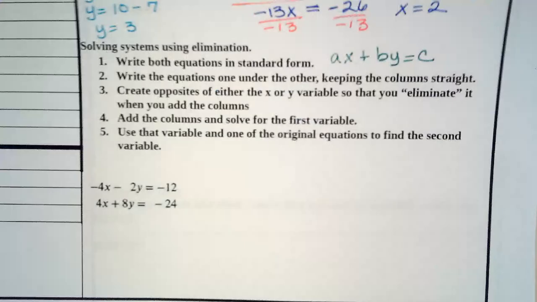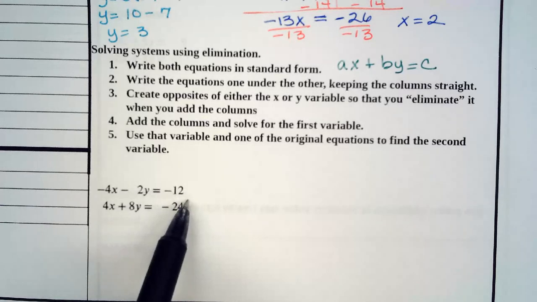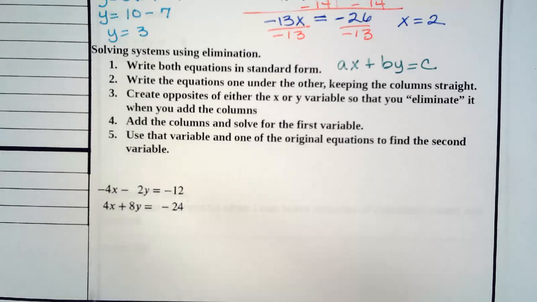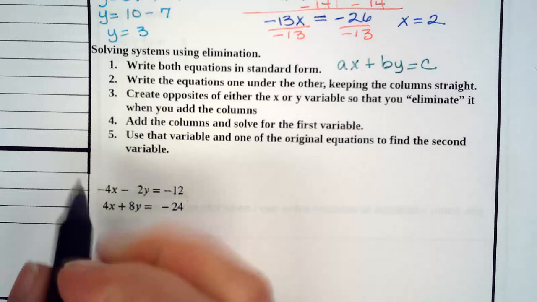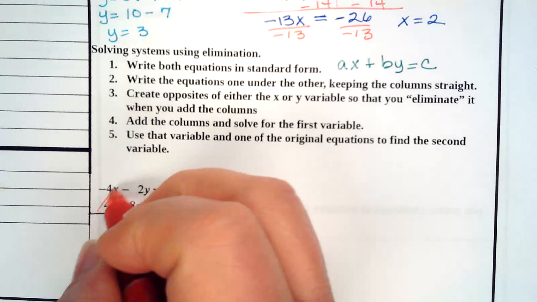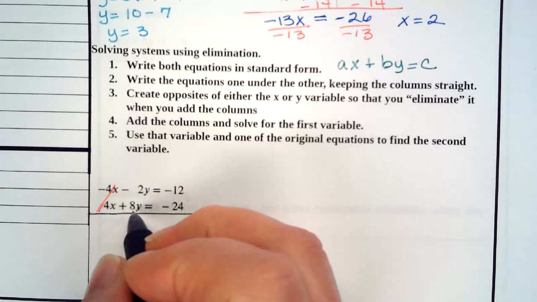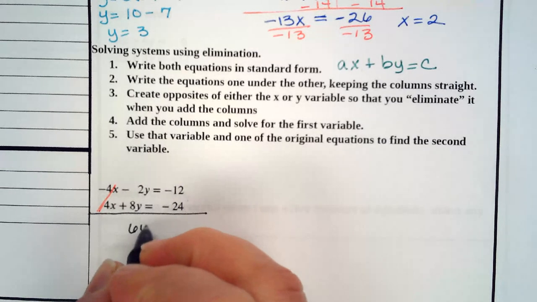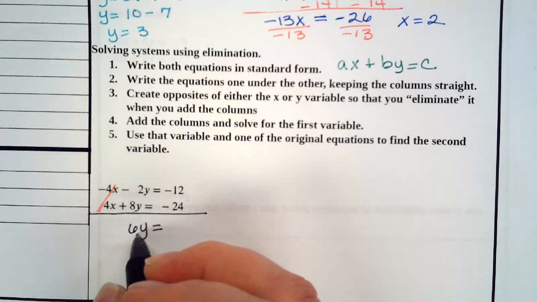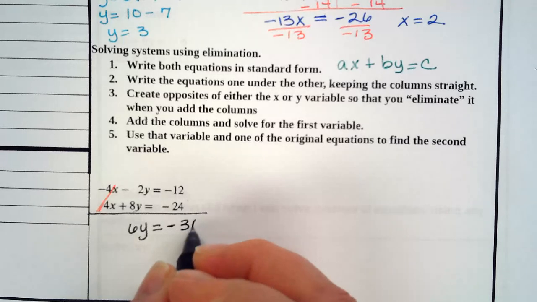So how does this actually work? Here's a system of equations. First thing I'm going to do is to make sure it's in standard form. It is in standard form. I'm going to make sure that my columns are straight. Draw a line underneath. Negative 4x plus 4x is 0 x's. I've eliminated my x term. Negative 2y plus 8y is 6y. Negative 12 plus negative 24 is negative 36.